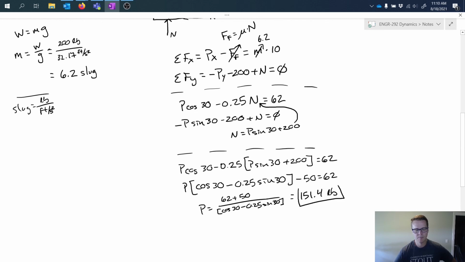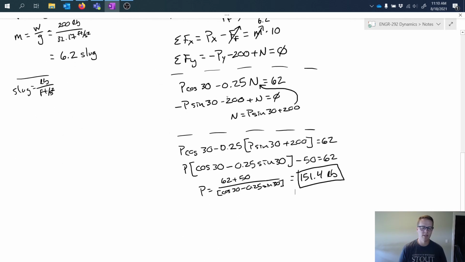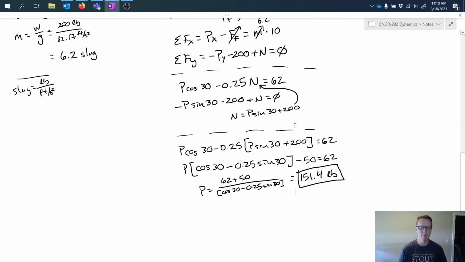pounds as the load P that I would have to apply to this box at that angle in order to get it to accelerate to the right at 10 feet per second squared. Probably reasonable. You know, a little bit difficult, but I think probably within the realm of something someone could handle.